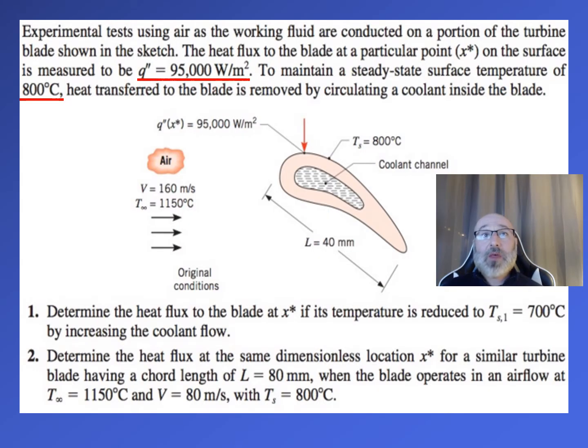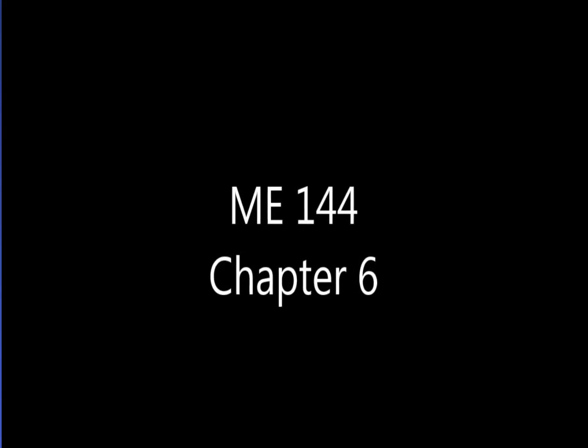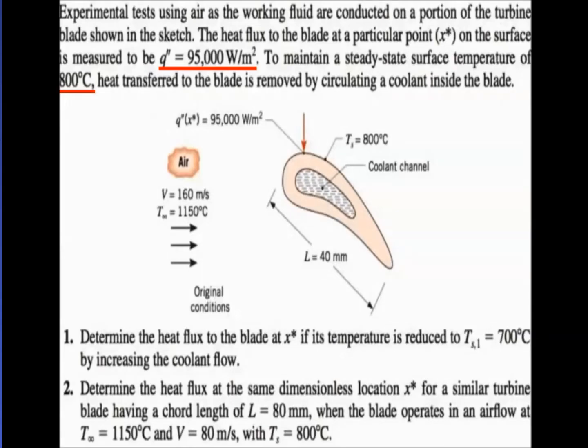So now let's apply some of that theory and those governing equations that we just saw within this module to an example problem. So here's the example problem we're going to take a look at. What I'm going to do is go through my hand solution to this problem with you. So let's take a look at an example problem. This problem tells us that experimental tests using air as a working fluid are conducted on a portion of a turbine blade as shown in the sketch.